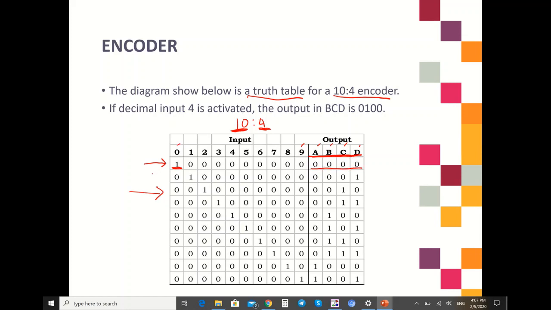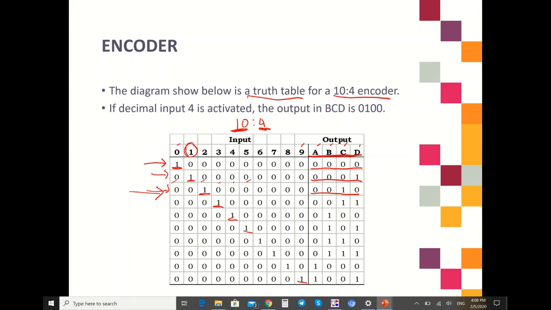For the second row, now you activated decimal 1. That's why you put 1 under decimal 1, and for the other values you put 0. And for the output, you need to convert. 1 in binary is 0001. Then in the third row, you activated the next value, which is 2, and you convert to binary, so you get 0010. Then go for number 3, 4, 5, until 9. For each decimal that you have activated in the input, you need to convert it into 4 bits of binary. So this is how you derive the truth table for the encoder.